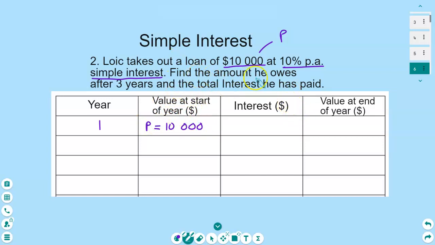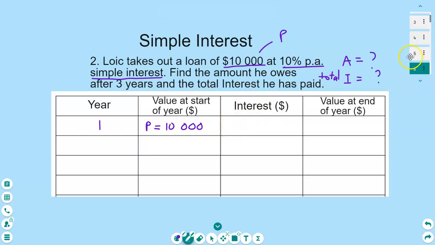Okay, and eventually we want to find out the amount he owes after 3 years and the total interest paid. So let's just write down amount he owes. And the total interest. The total interest paid. But let's fill out this little table.